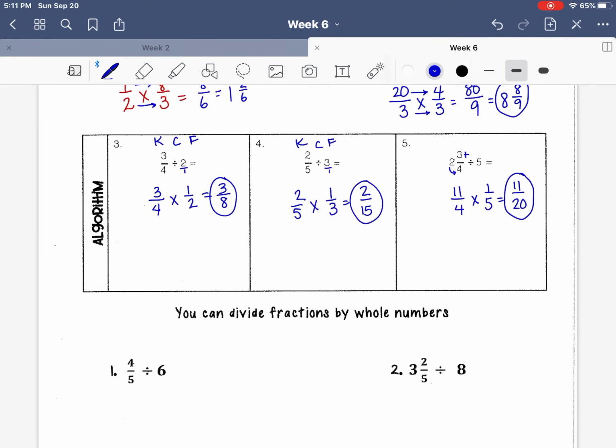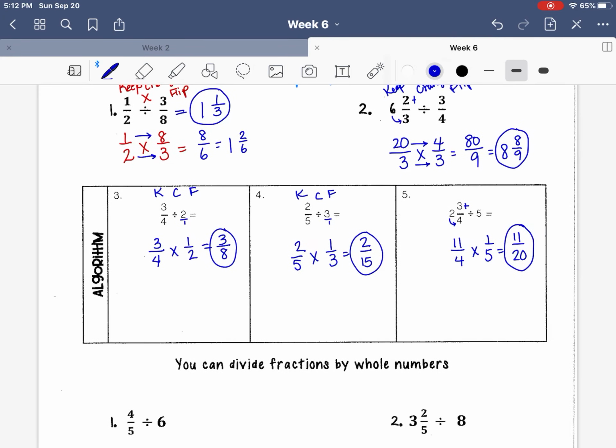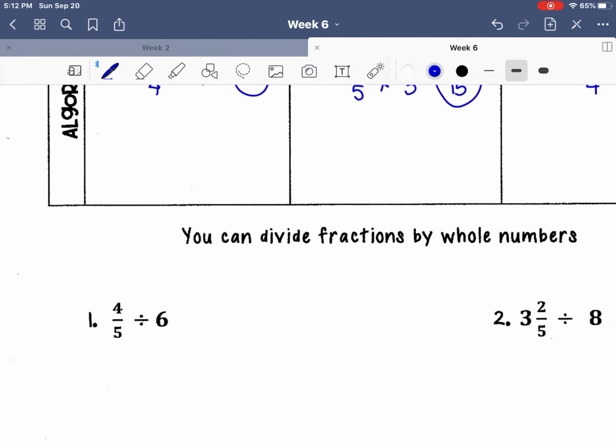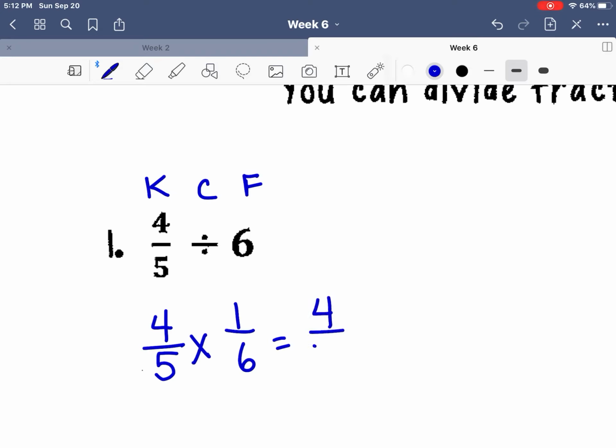Okay. You can also divide fractions by whole numbers, which we did in those problems. So let's try that again. 4/5 divided by 6. Remember, keep, change, flip. Keep the first fraction, 4/5. Change it to multiplication. Flip the second fraction upside down. 4 times 1 is 4. 5 times 6 is 30. Divide those both by 2. And you get 2/15.